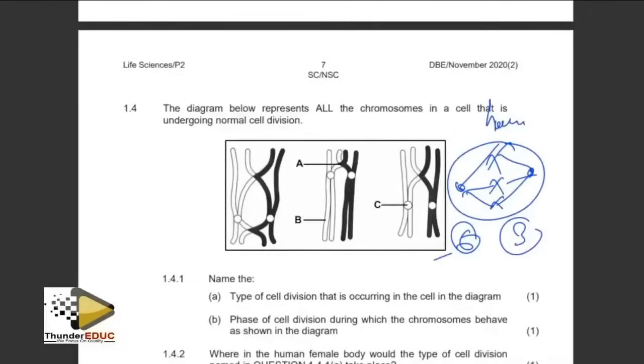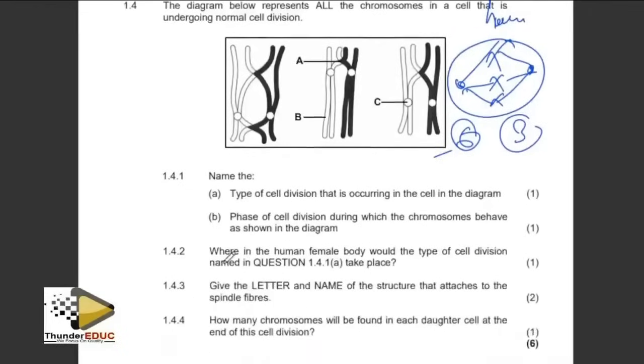You see now? Here is the question. Where in the human female body would this type of cell division take place? Where does meiosis take place in female? I've answered this, and I say that, ovary.